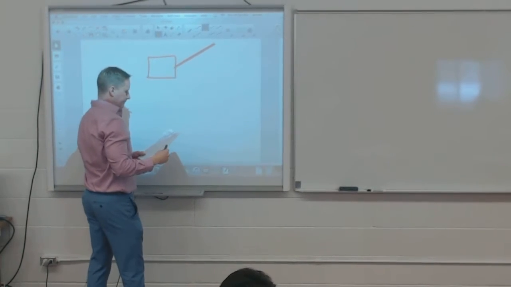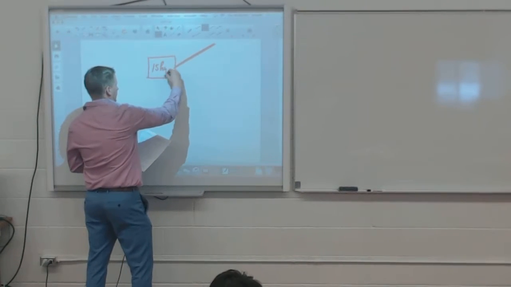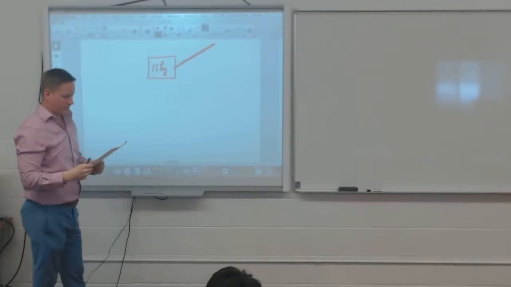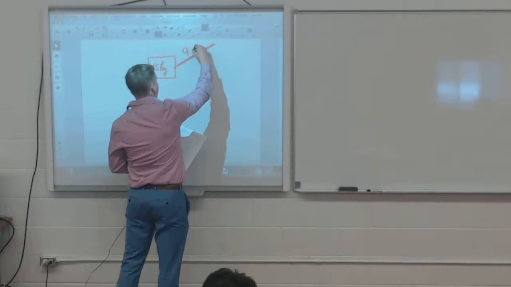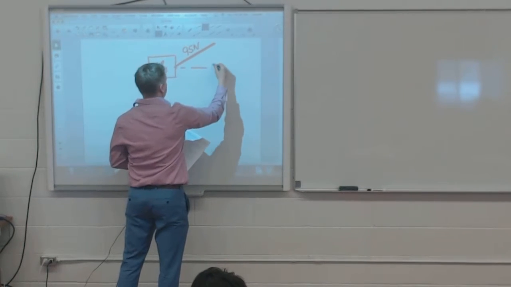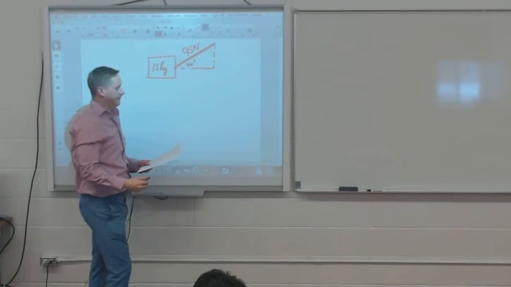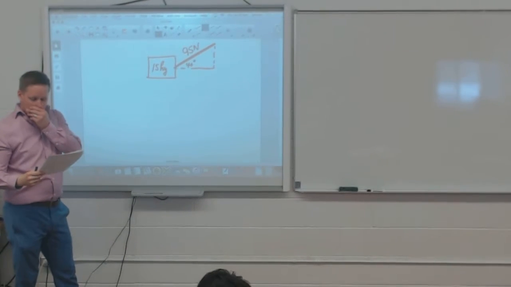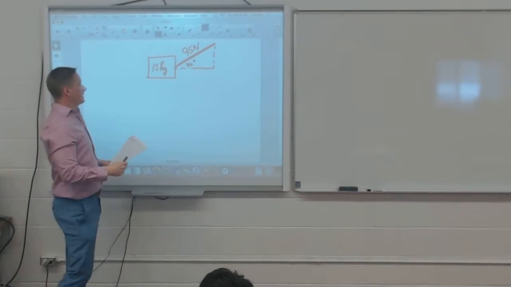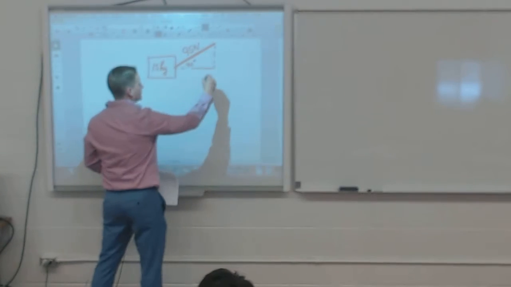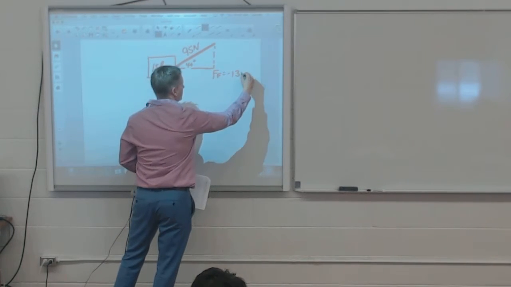Okay, there's a handle. This is 15 kg, pushing down on the handle with a force of 95 newtons, at an angle of 40 degrees. Frictional force between the wheels and the ground is 13 newtons. So force of friction is 13 newtons.